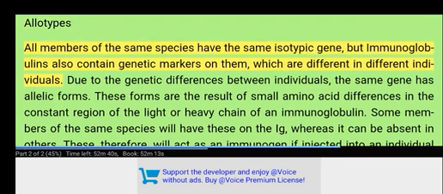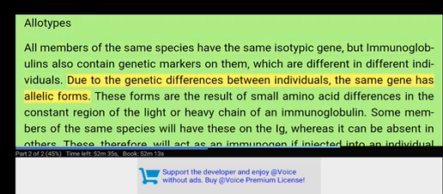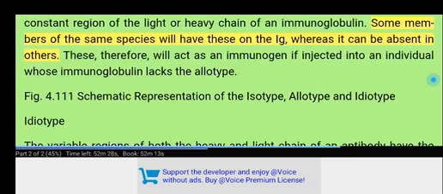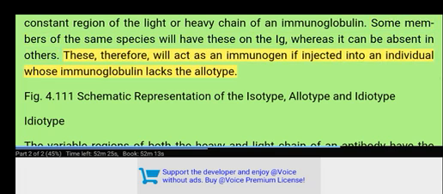markers on them, which are different in different individuals. Due to the genetic differences between individuals, the same gene has allelic forms. These forms are the result of small amino acid differences in the constant region of the light or heavy chain of an immunoglobulin. Some members of the same species will have these on the Ig, whereas it can be absent in others. These, therefore, will act as an immunogen if injected into an individual whose immunoglobulin lacks the allotype. Figure 4.11: schematic representation of the isotype, allotype, and idiotype.